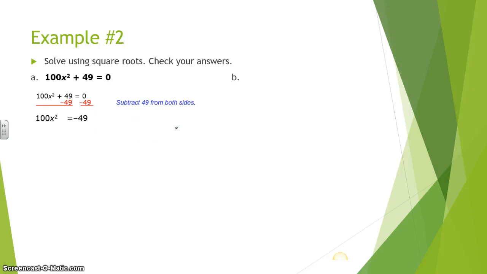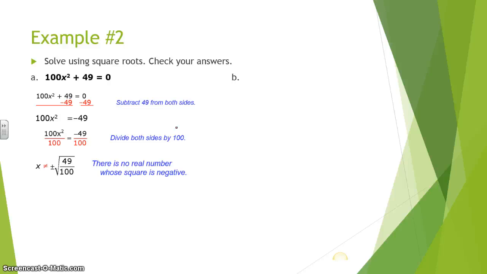So what we're left with is 100x squared equals negative 49. We then are going to divide both sides by 100. So what we get is x squared equals negative 49 over 100. We need to get rid of the x squared, so you take the square root of both sides. Since there's a negative in front of the 49, there can be no real number whose square is going to be negative. So x cannot equal the square root of negative 49 over 100. So for this particular question, that would be no real solution.